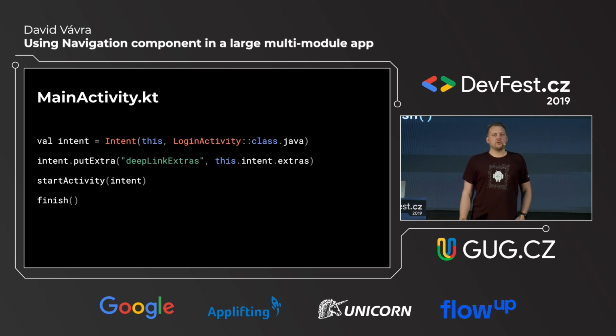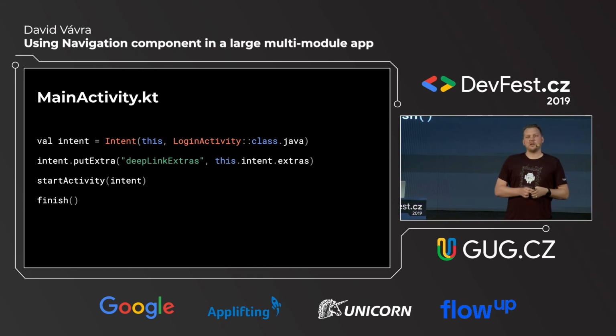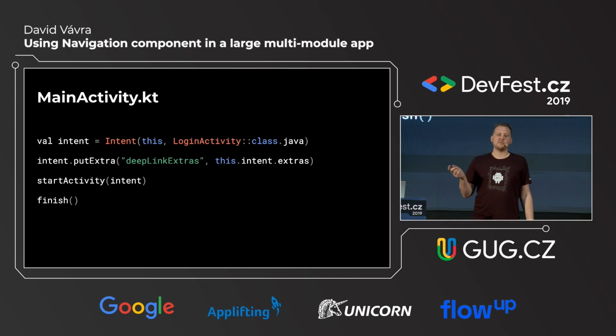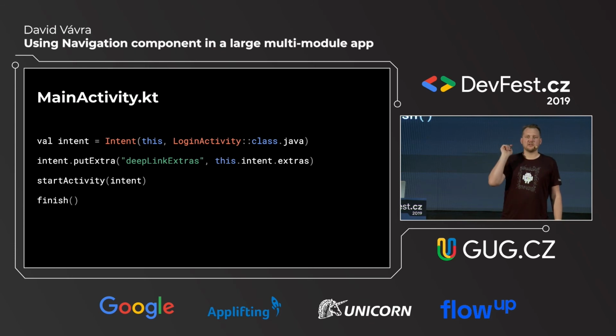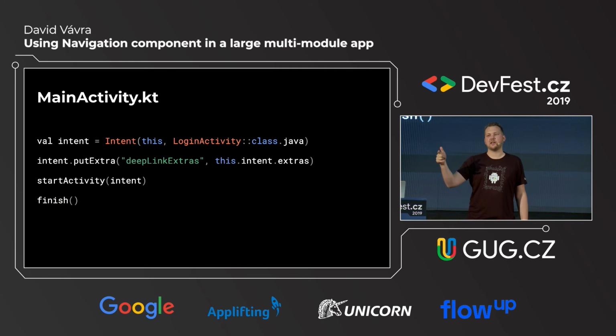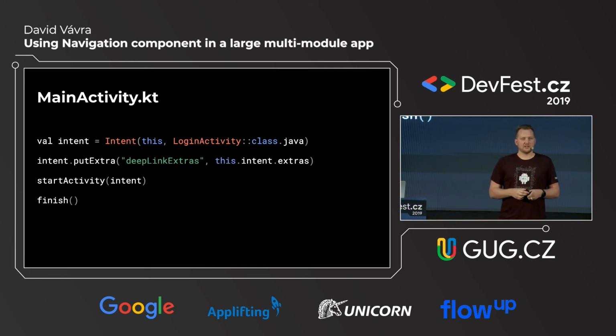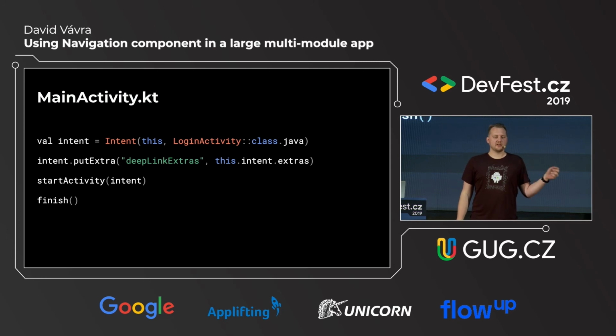But there is one issue with deep links. We have deep links, for example, from notifications. So the user gets a notification about the card, for example. And then we want this flow, that the user clicks the notification, he sees login, he logs in, and then he goes to card detail. But this is not possible normally, because if you switch these activities, you will lose these deep links.